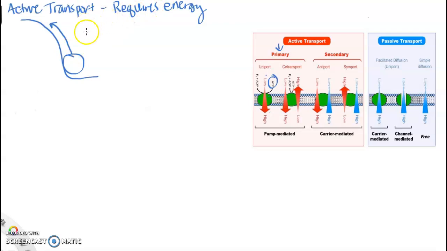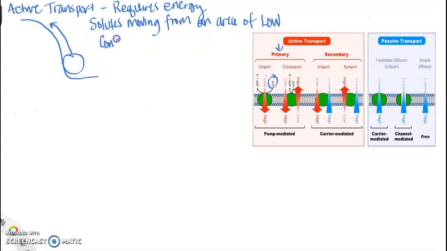So in active transport, solutes are moving from an area of low concentration to an area of high concentration. So we're moving the ball up the hill. Okay.